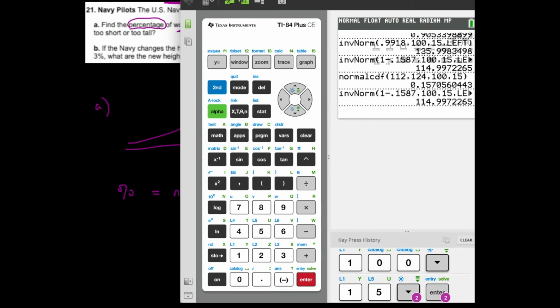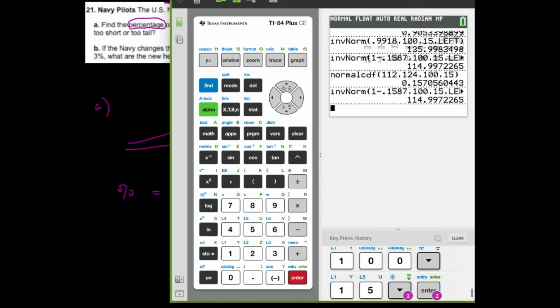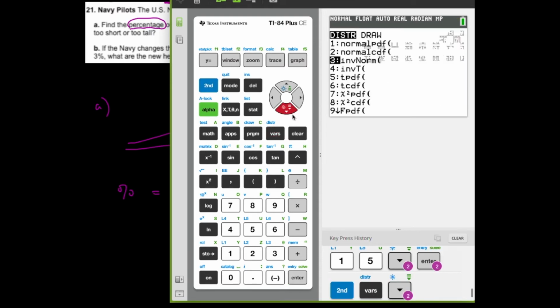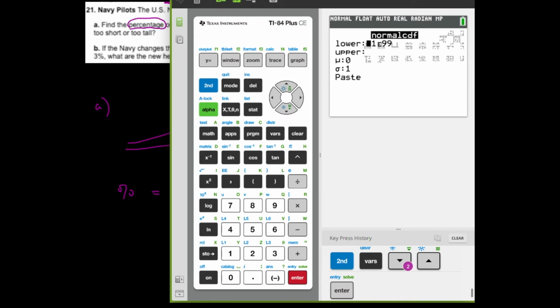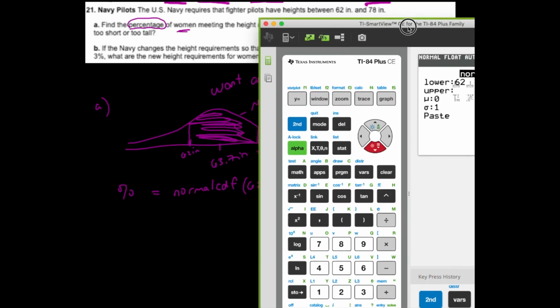Okay, let me enter that into my calculator. So, second VARS, I want to go down to normal CDF. My lower bound was 62 inches, right? My upper bound was 78.